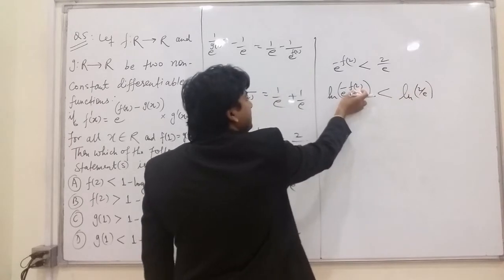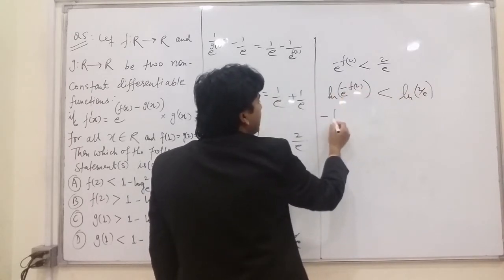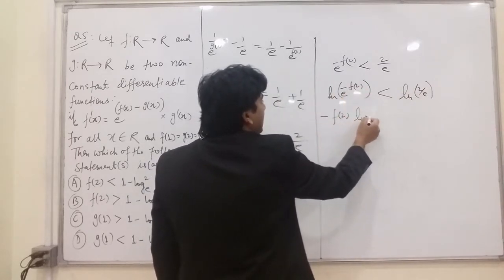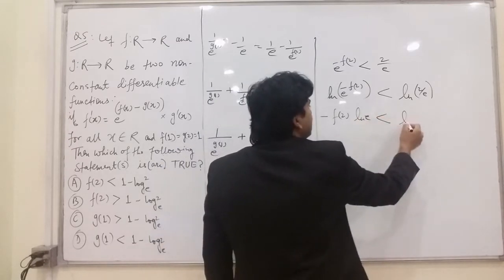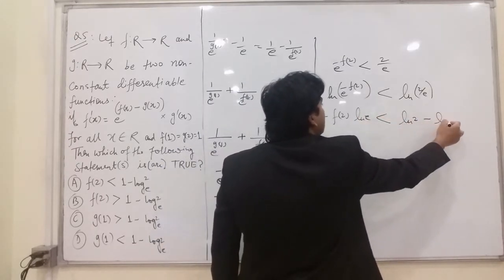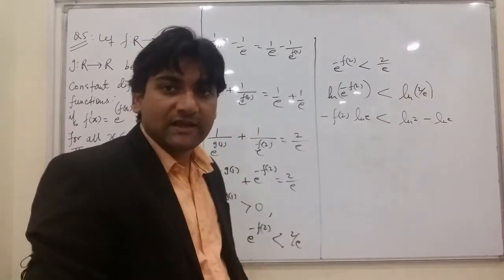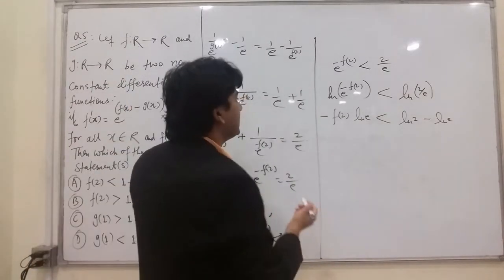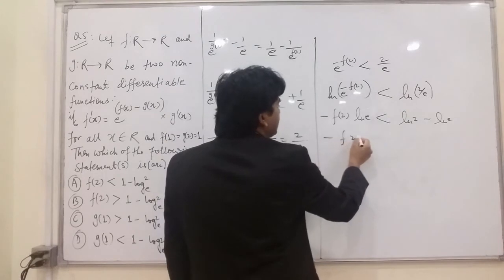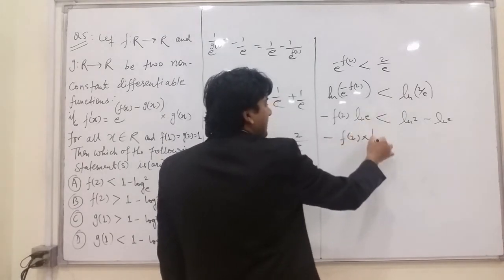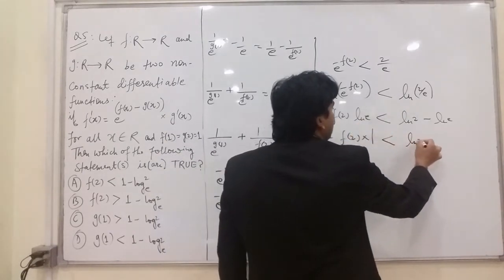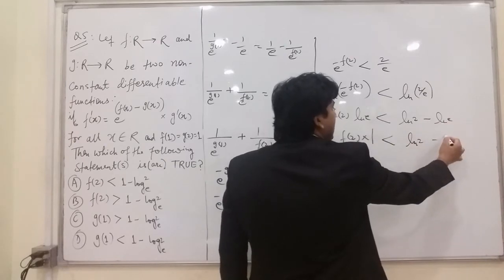Then this minus f of 2 comes to this side. So minus f of 2, I got ln e, less than, this is ln 2 minus ln e, with the log property: log m by n equals log m minus log n. So minus f of 2, ln e means 1, less than ln 2, and ln e means again 1.